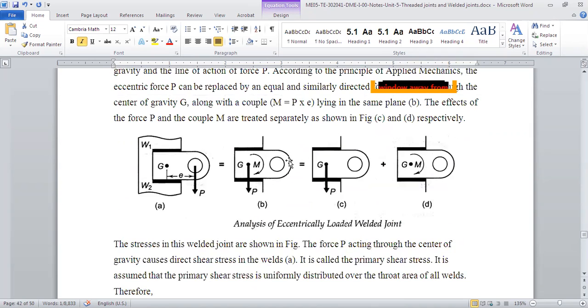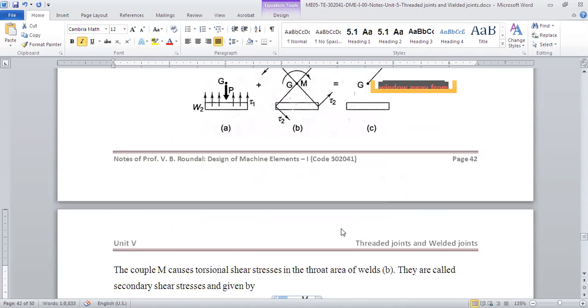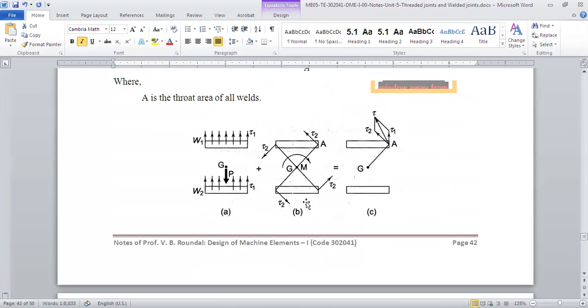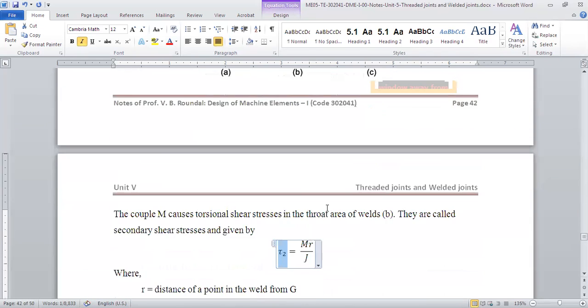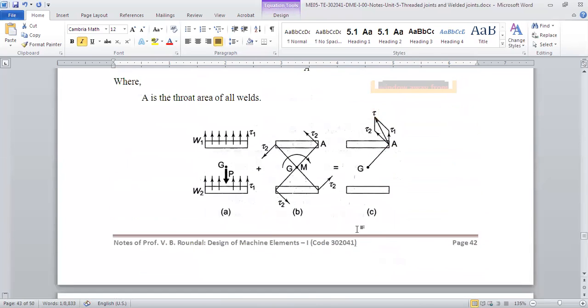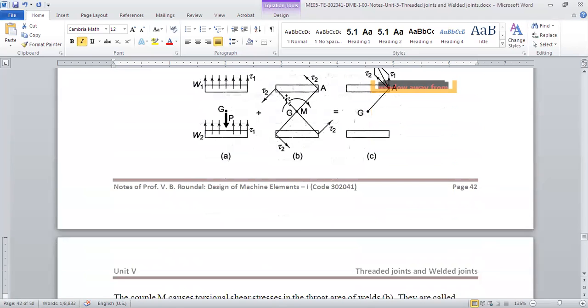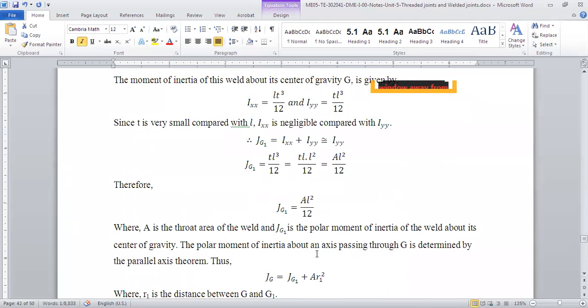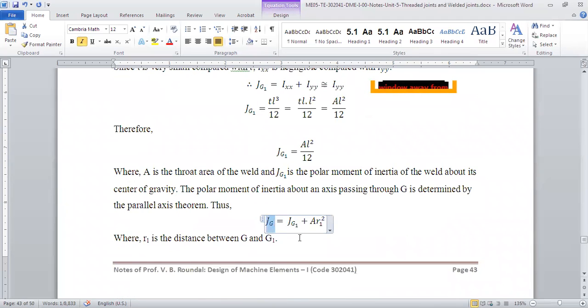As I said, I am going quickly. We have two shear stresses: the primary shear stress because of load P, and the secondary shear stress because of moment M. The secondary stress tau is given by Mr upon J. The primary shear stress is directly load upon area. Here we need to know what J is, the polar moment of inertia of the area, right? Since there are two areas, we will have the addition of these two. The polar moment of inertia will be whatever we get here multiplied by 2.